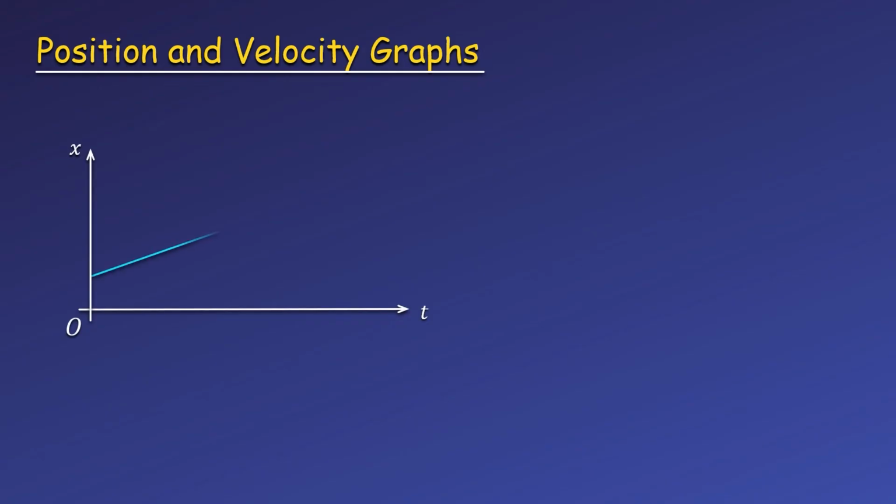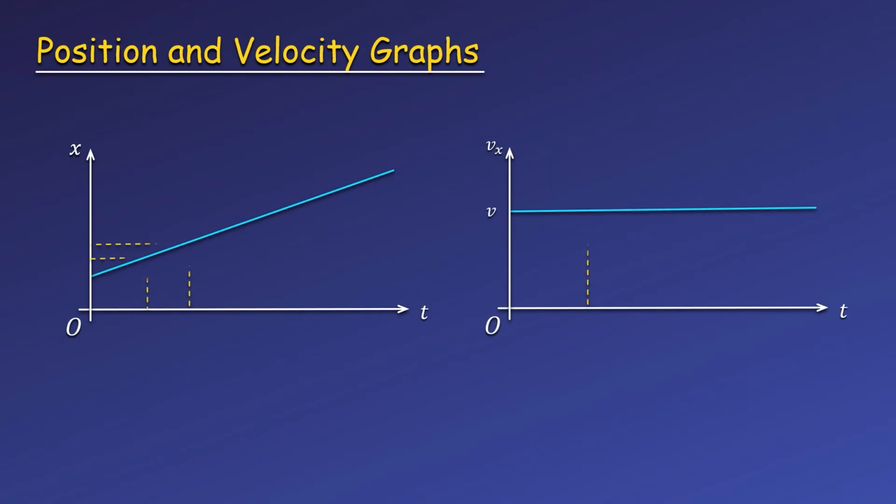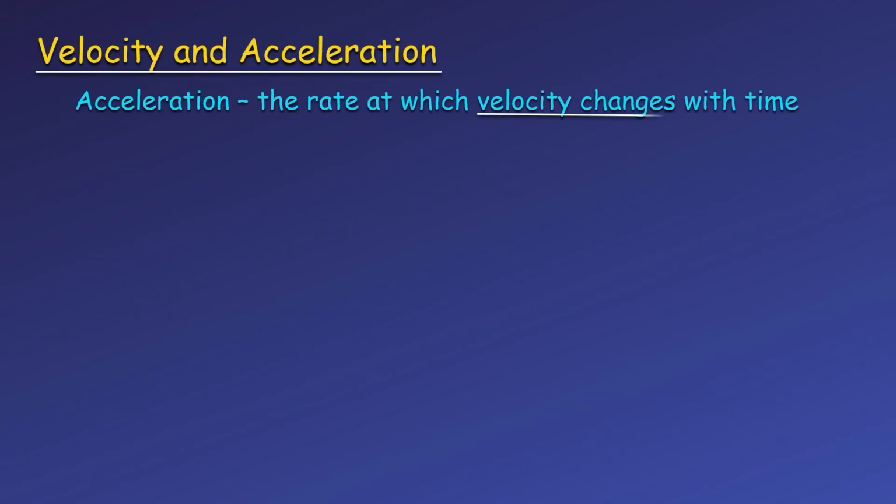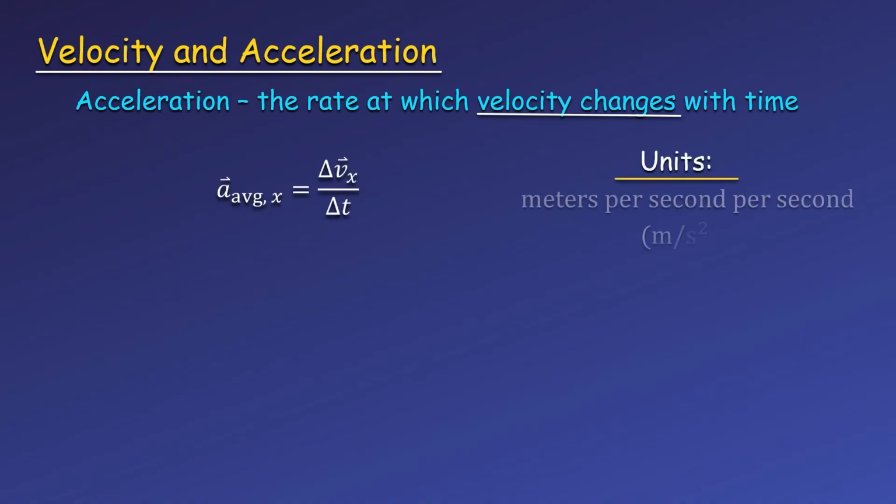We've been looking at the position graph and using the slope to describe the velocity, but we could also draw a velocity graph separately. A constantly increasing position will have a constant positive slope. This gives a velocity graph with a constant positive value, or a straight horizontal line above the x-axis. Now let's look at what happens when the velocity is not constant. This is called acceleration, which we define as the rate at which velocity changes with time. We can define average acceleration in a similar way as average velocity. And looking at the equation, we see the unit should be meters per second, or meters per second squared.